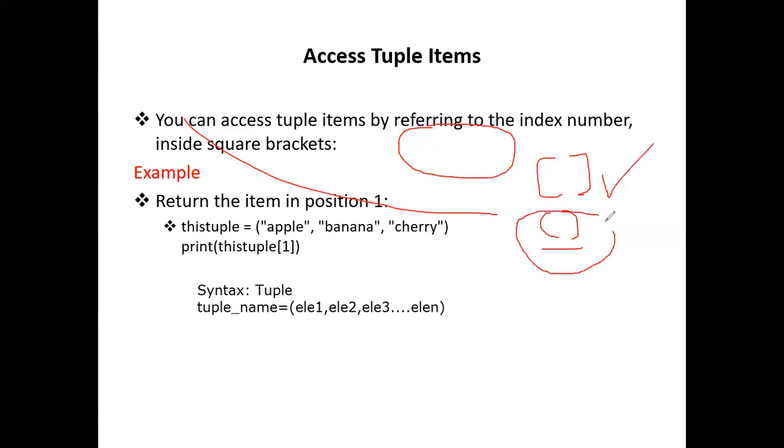To represent a tuple, we have to use round braces. To access elements, we have to use square brackets. For example, I took one tuple which contains three elements: apple, banana, and cherry. If you want to access any element from the tuple, we have to use square brackets with the index. Example, this one.